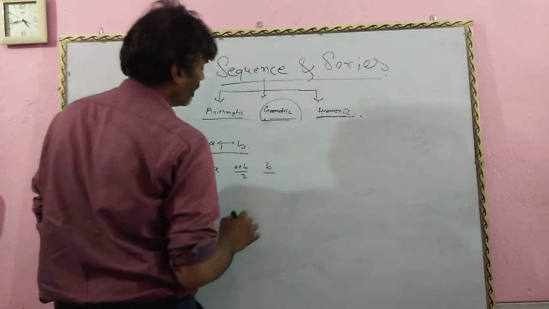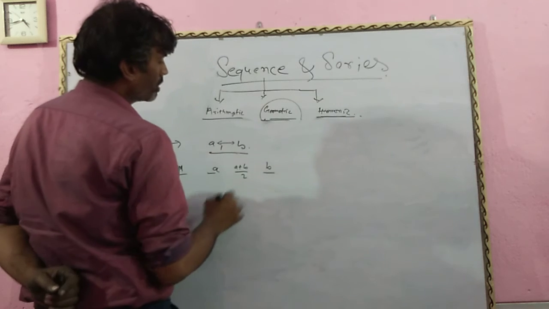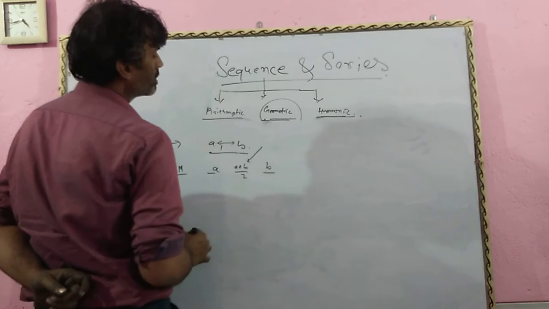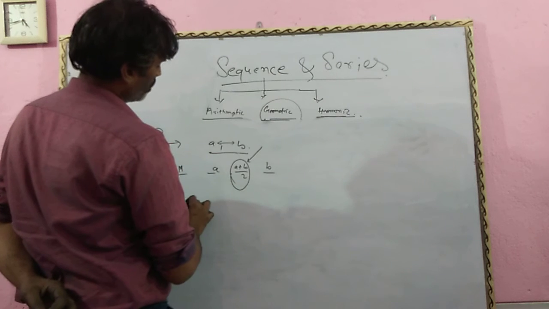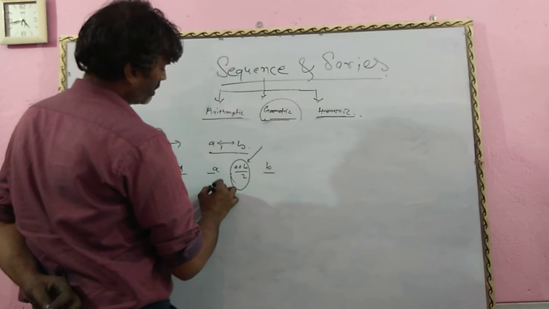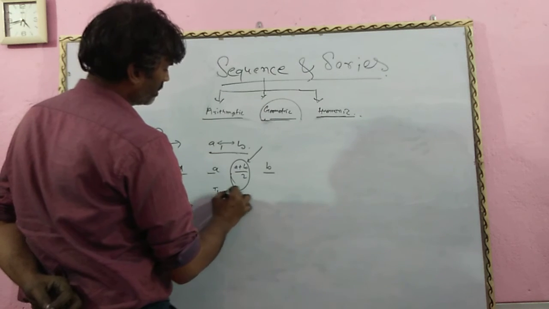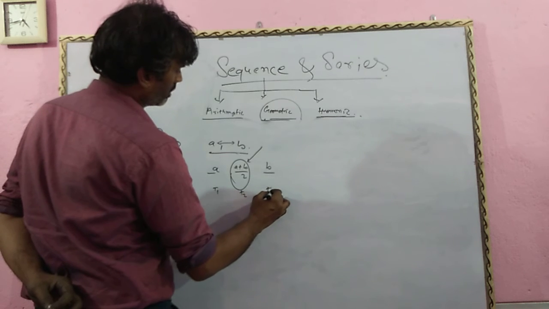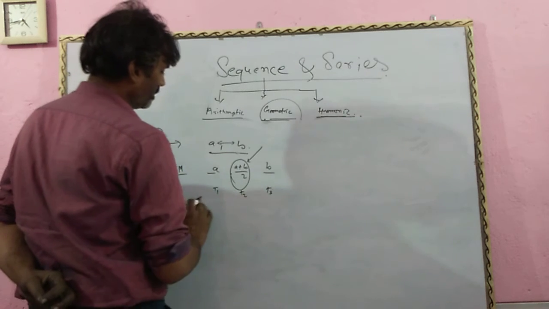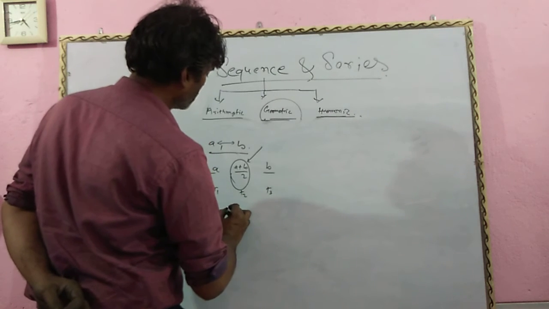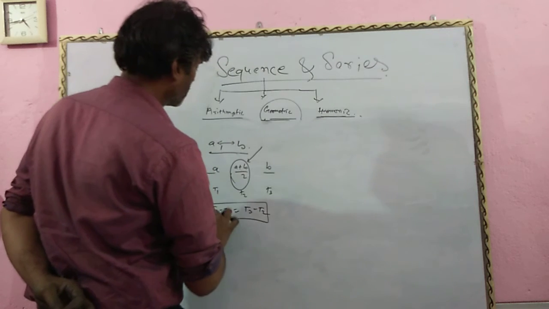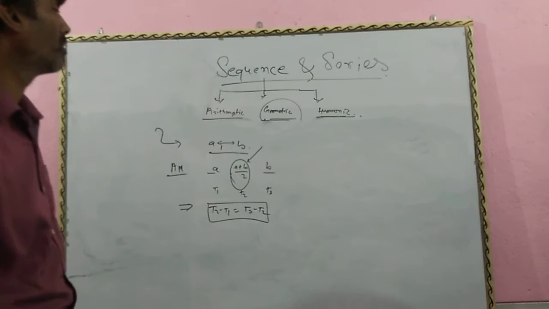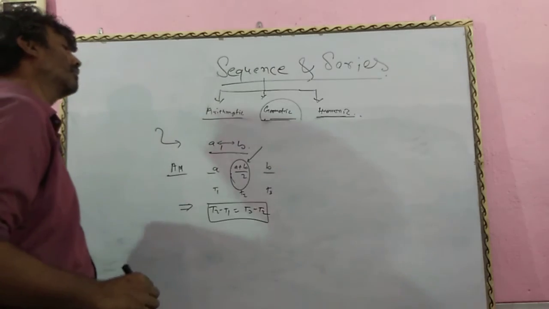Why and how? Actually someone would raise the question, how did it happen? Then you can see here, if this is the first term T1, this is the second term, this is the third term, definitely T2 minus T1 will be equal to T3 minus T2. This is the basis of arithmetic progression.